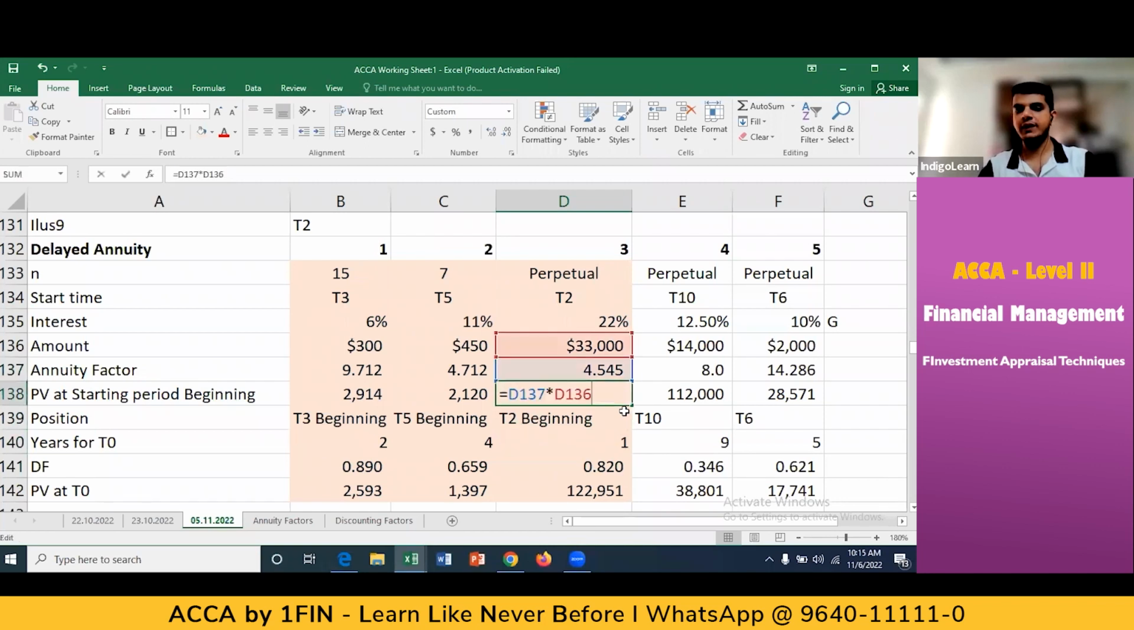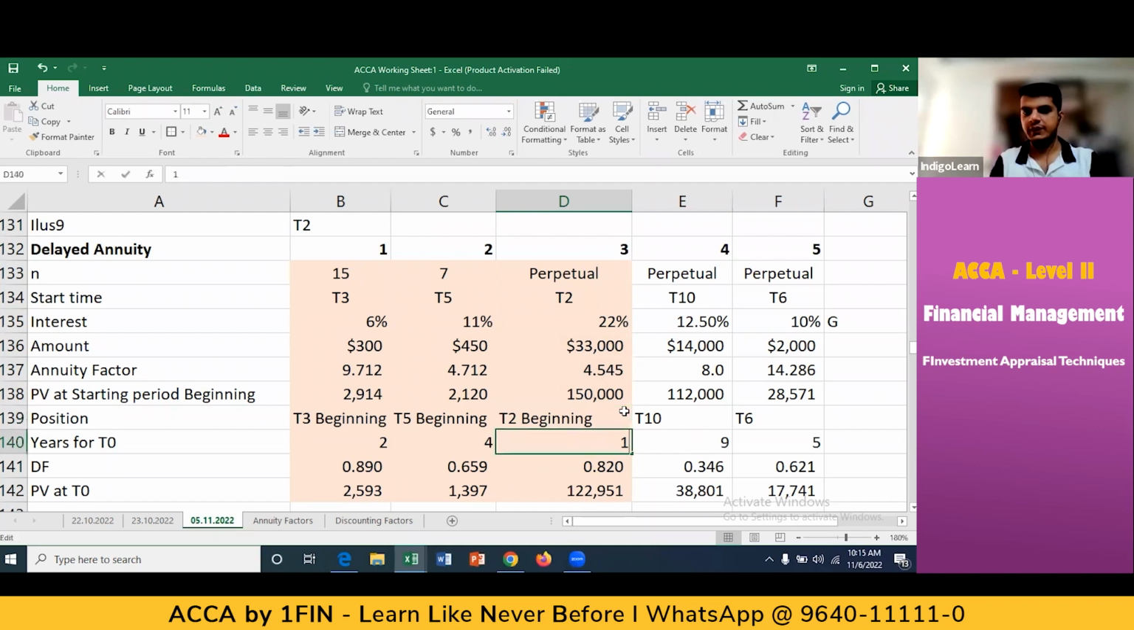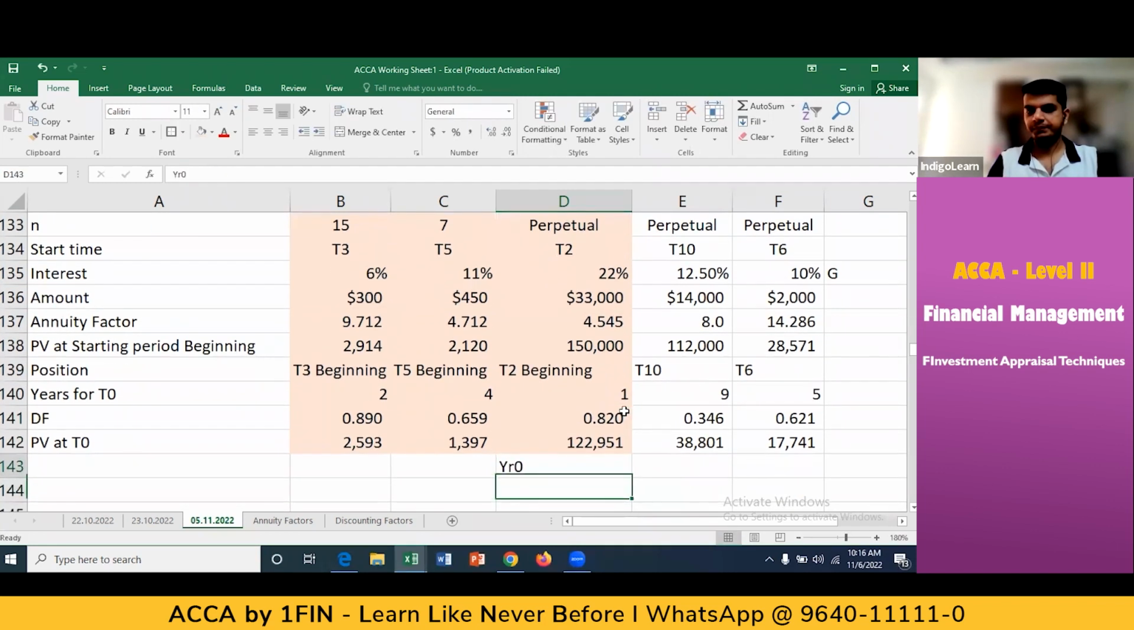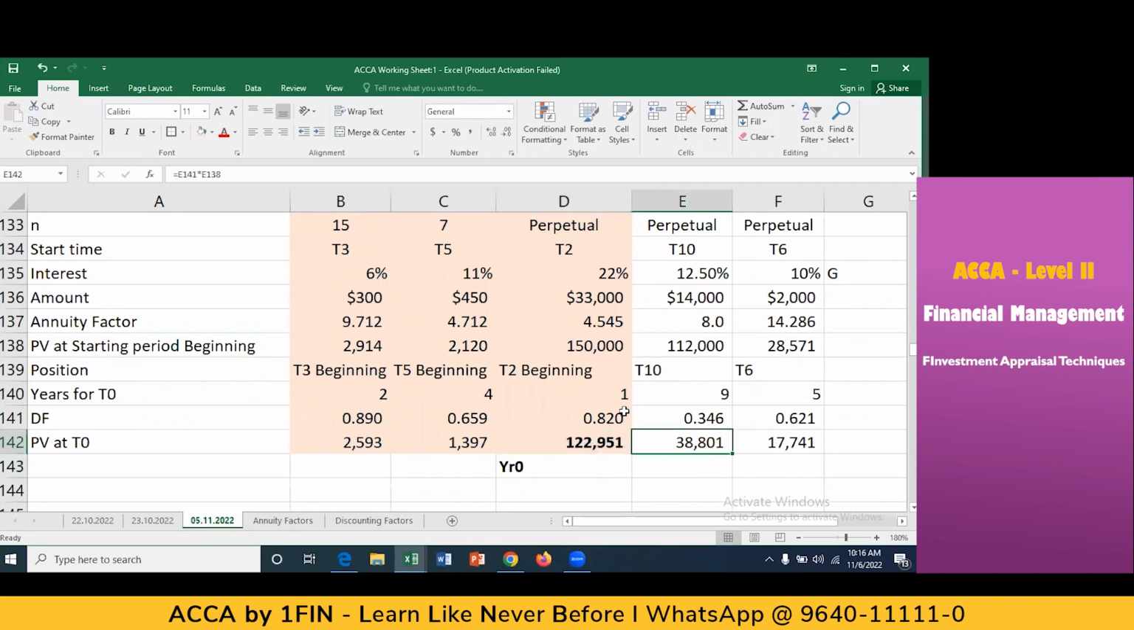Okay. So if I calculate the present value by using this annuity factor, that is 1 divided by 22%, I get this at T2 beginning, year 2 beginning. Now if I want to pull it back to year 0, then one discounting factor I have to put. So that is for 1 year. So 1 divided by 22%. If I multiply this discounting factor with the amount, I will get this value at year 0. Is it clear, Niti? Yes, sir, it's clear. Okay.